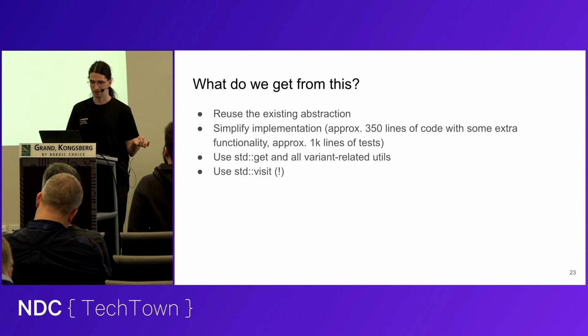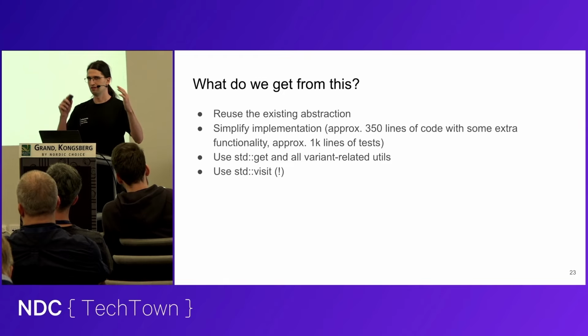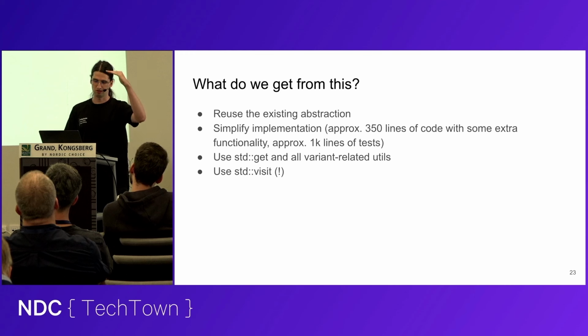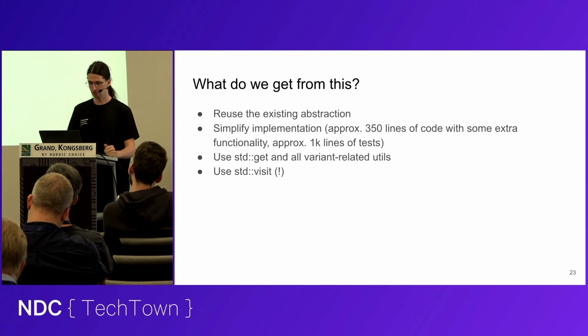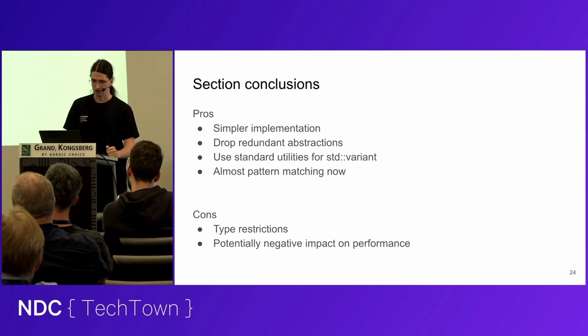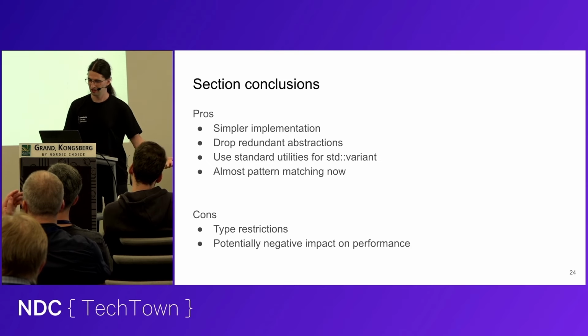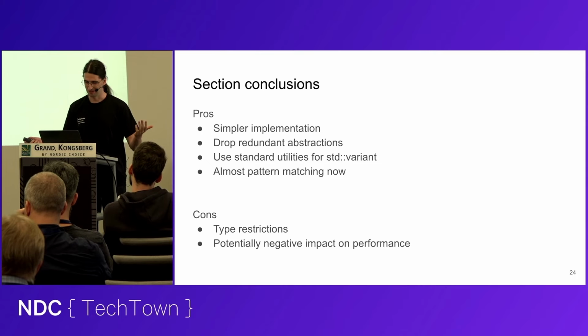And the first important thing, you can use std::visit. And std::visit is nearly pattern matching in variant, especially if you have some abstraction like the match that can give you a little bit better abstractions than overrides for pattern matching. That's cool stuff. The section conclusion here: for what we propose, if we impose those restrictions, we can get a simpler implementation, drop redundant abstraction, use standard utilities from std::variant, we just reuse the entire abstraction. We can use nearly proper pattern matching, which is cool.